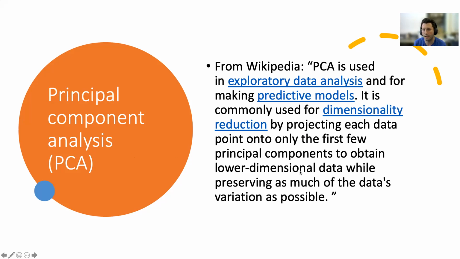So if you look up on Wikipedia, the first definition that comes up is very complicated, and it causes more questions than clarity. But then you keep reading, and you find this sentence that says PCA is used in exploratory data analysis and for making predictive models. So ignore that. So far, it doesn't say anything. But what's important is this part. It's commonly used for dimensionality reduction, by projecting each data point onto only the first few principal components to obtain lower dimensional data while preserving as much of the data's variation as possible.